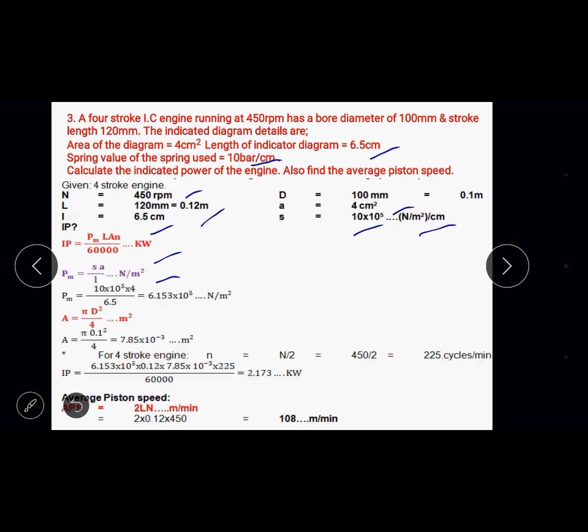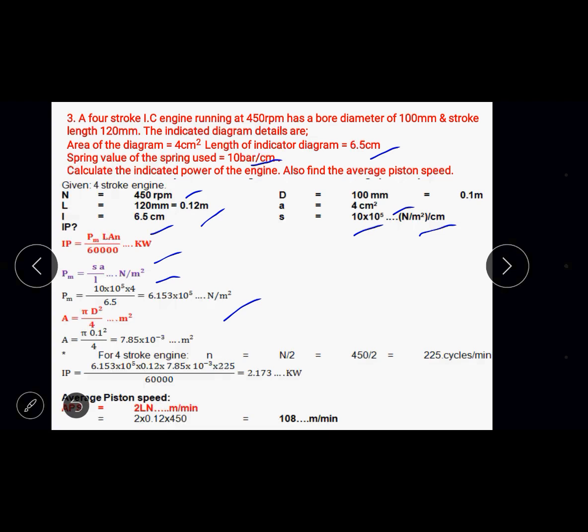So you should be careful because S is given in bar per centimeter. So you should convert the bar into Pascal, multiply with 10 power 5. Then after substituting all this, we will get the mean effective pressure as 6.15 into 10 power 5 Newton per meter square. So we have found mean effective pressure.